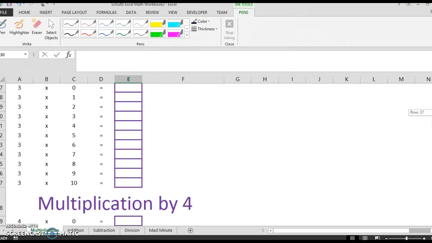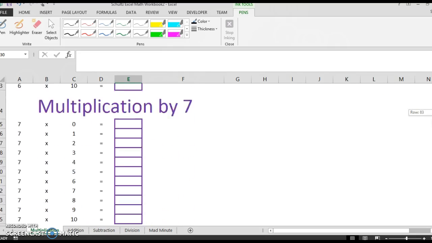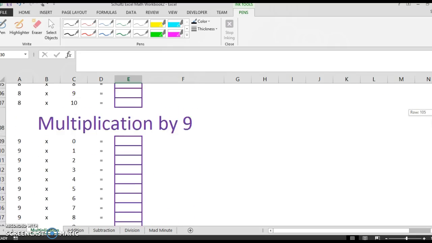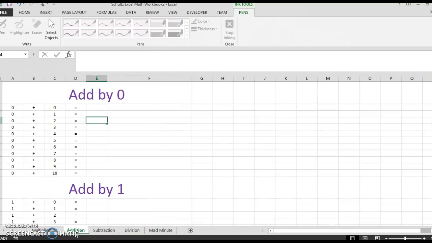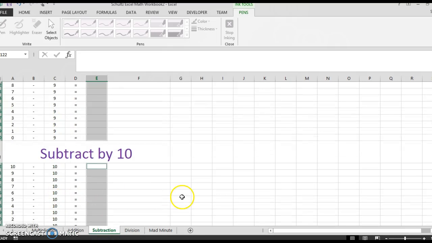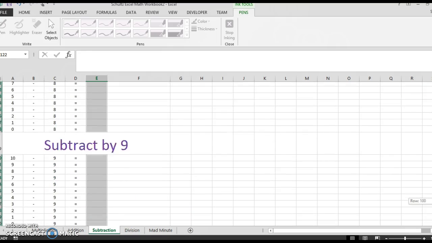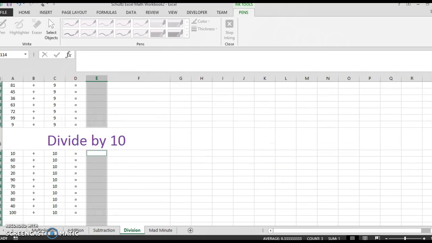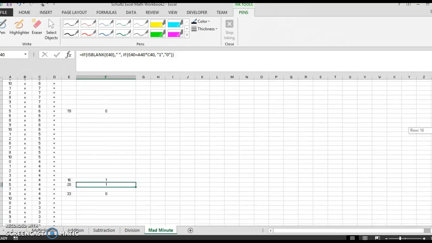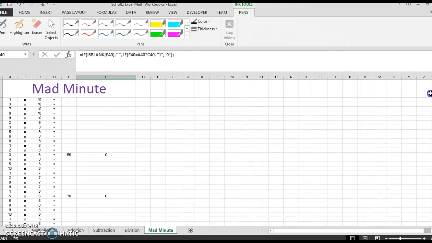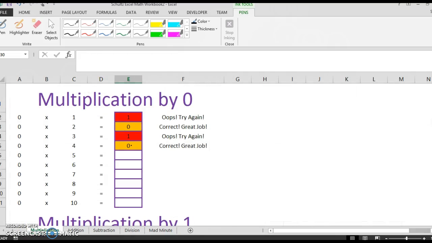You will do this for the whole sheet, and it'll pop out and tell you yes, it's correct, or no, try again. And then you're going to do the same thing for addition, subtraction. We're using all just up to 10. Division is up to 10. And then our mad minute is pretty much just timesing. See how many we can get in a minute. But we'll start with multiplication.